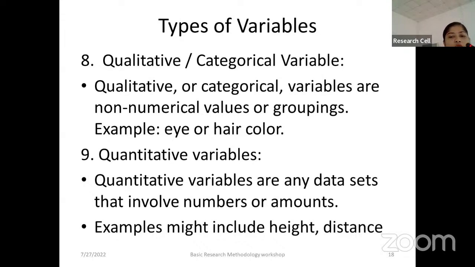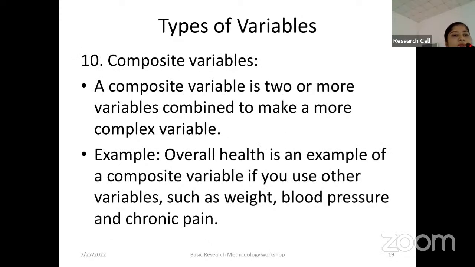Then we have the quantitative variables. So quantitative variables are any data sets that involve numbers or amounts. We can count it. For example, height, weight, distance. These are quantitative variables. Then composite variable, last. A composite variable is two or more variables combined to make a more complex variable. For example, overall health is an example of a composite variable. In any study, if we are planning to see the health status of the patient and we are just commenting on the overall health, that would be taken as a composite variable, because overall health is very broad, but it has certain other defining parameters also. So this is an example of a composite variable.